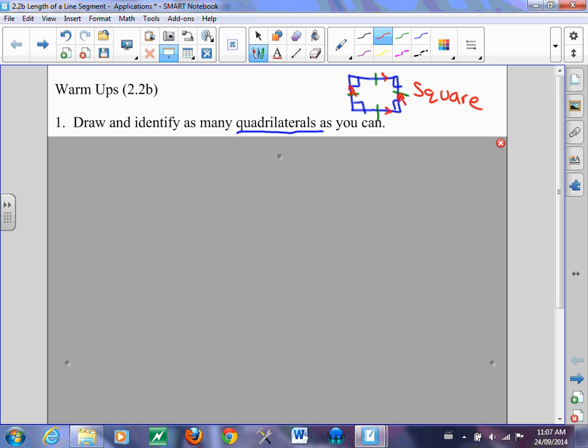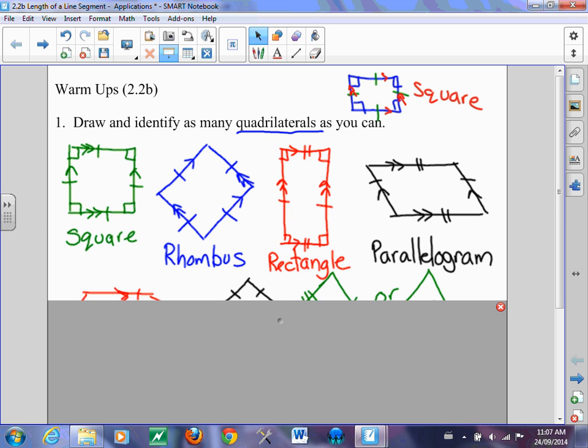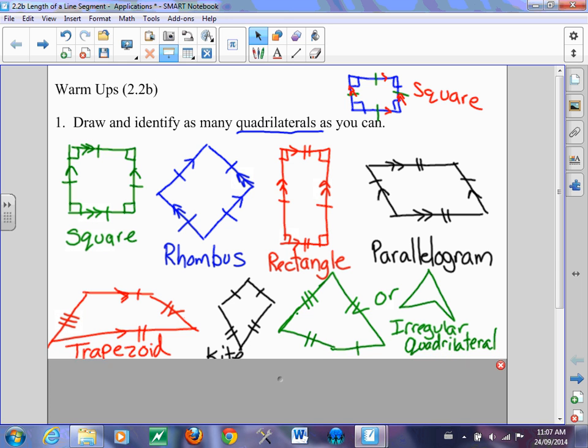Okay, welcome back. I hope you paused. How many did you get, folks? Here are the quadrilaterals that I have written down. Please make sure that you've got your shapes and your labeling correct. The square we went over, the rhombus is different in that it doesn't meet at 90 degrees. And the rectangle has 2 opposite sides that are equal in length and parallel.